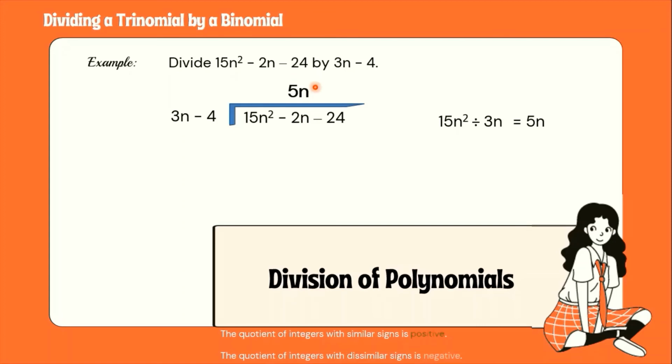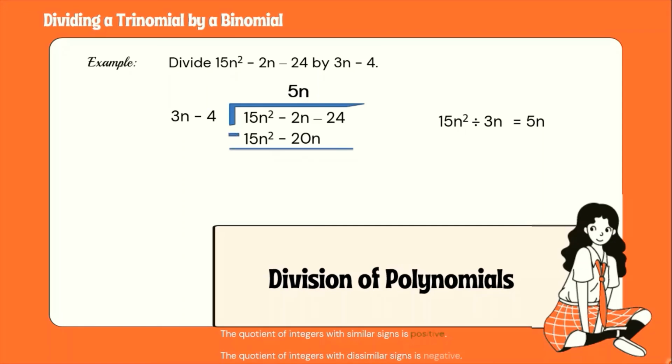And then, itong ating quotient na 5n ay multiply na natin dito by the binomial. So, 5n multiplied by 3n is equal to 15n squared. Dahil 5 times 3 is equal to 15, and 1 plus 1 is equal to 2. Next, 5n multiplied by negative 4 is equal to negative 20n. Dahil 5 times negative 4 is equal to negative 20, kopyahin lang natin iyong ating literal coefficient na n. And then, tayo ay magsusubtract na.